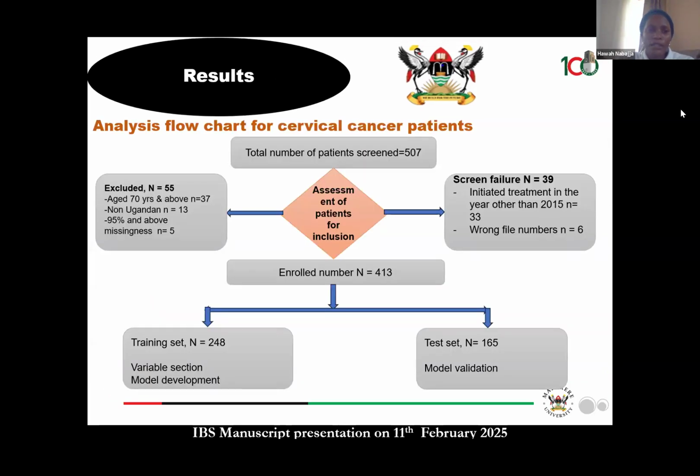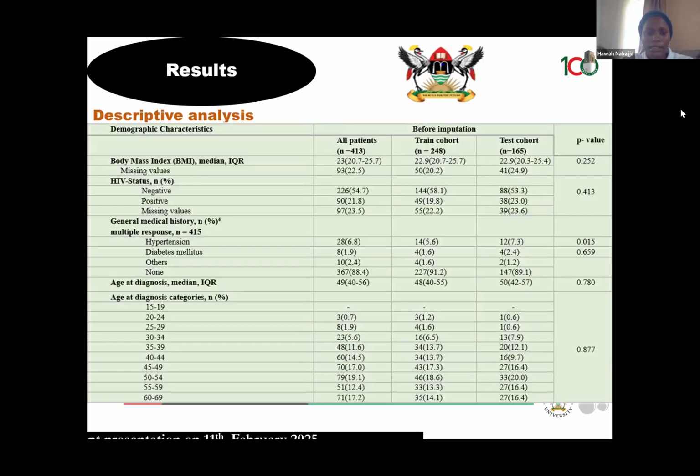And then at the end of the day, this is the analysis. I ended up with 500 patients being screened. Then 55 were excluded and 39 were screen failures. At the analysis level, my sample size was 413 patients, whereby the data set was divided into a 60% training set and a 40% test set.